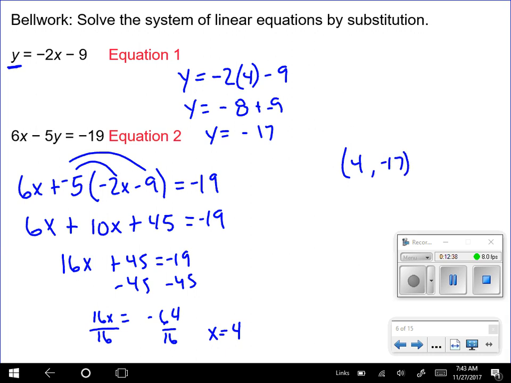Well, I want to check that really quickly. So negative 17 should equal negative 2 times 4 minus 9. Well, we should know that that's true based on this. Check it into the other one, we get 24 minus, oops, I lied. No, that's right. 24 minus, so negative 5, we'll do plus a negative, so negative 5 times 17. It's going to be a positive 85.